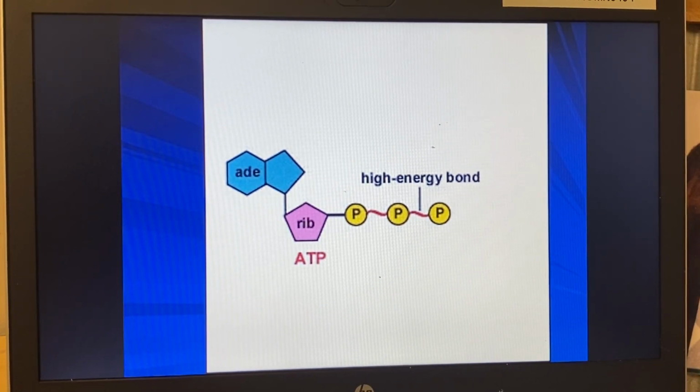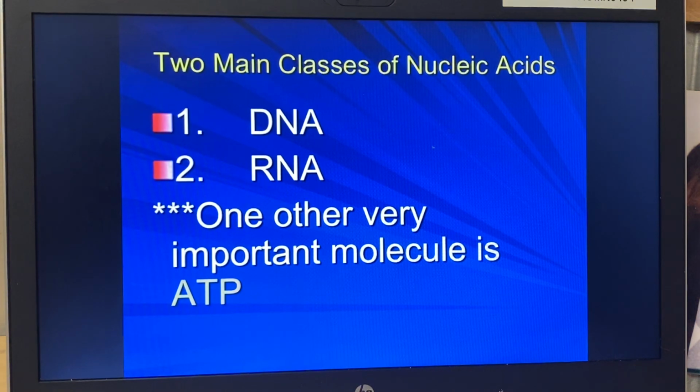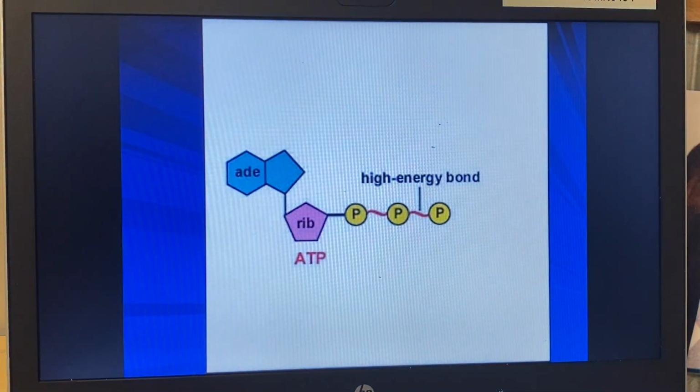Okay, so to summarize that, ATP is the main source of energy in your cells. It's similar in shape to a nucleic acid, but the 2 main classes of nucleic acids are DNA and RNA. Okay, so that ends chapter 2.